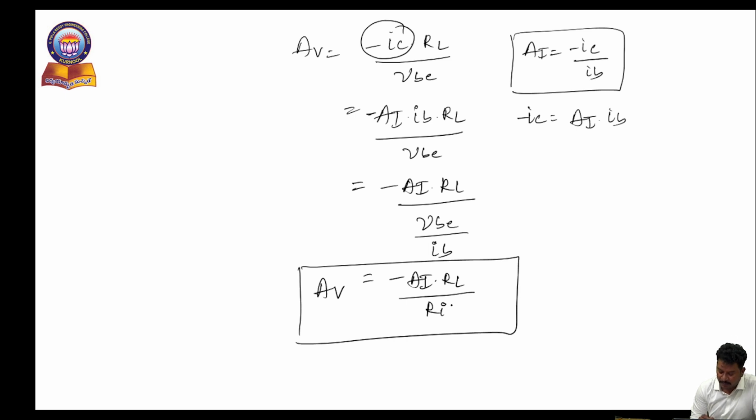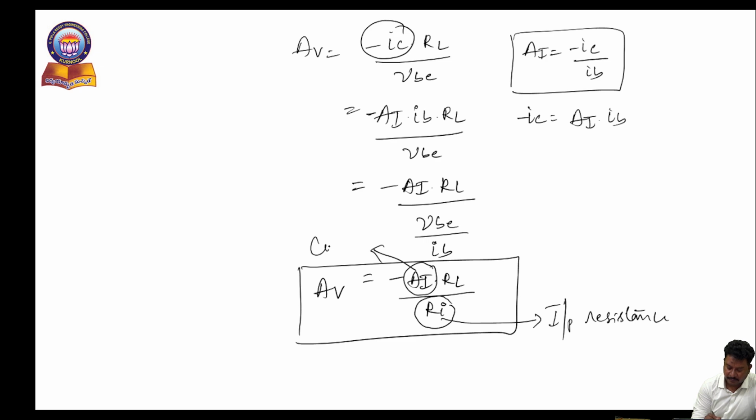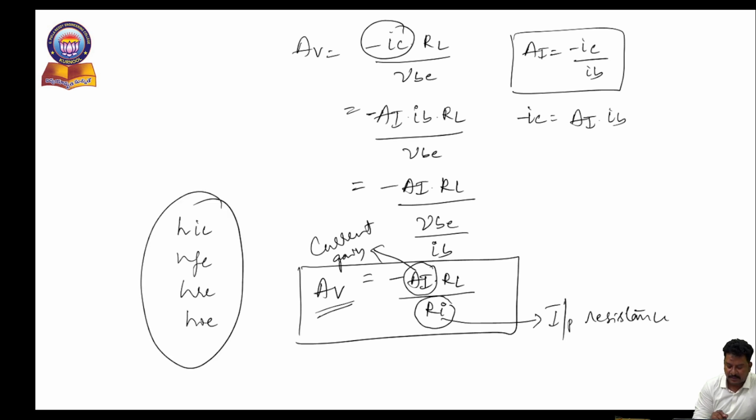In the denominator, R input is nothing but input resistance. The numerator AI is nothing but current gain. So if you have the knowledge of current gain as well as input resistance, we can easily find out the voltage gain. And to get the current gain and input resistance, we require the knowledge of HIE, HFE, HRE, and HO. This is the interlink between the parameters of the transistor and the parameters of the amplifier.